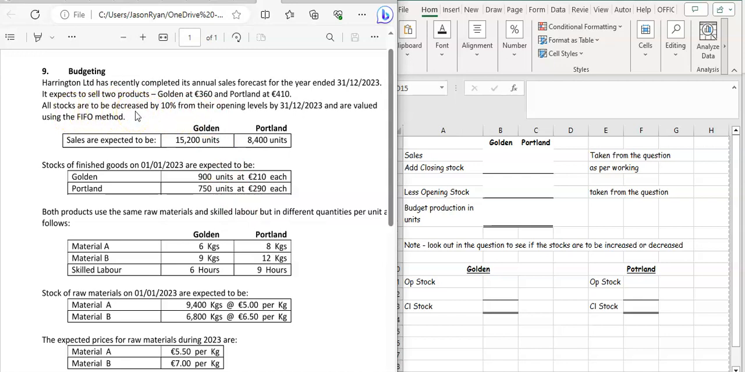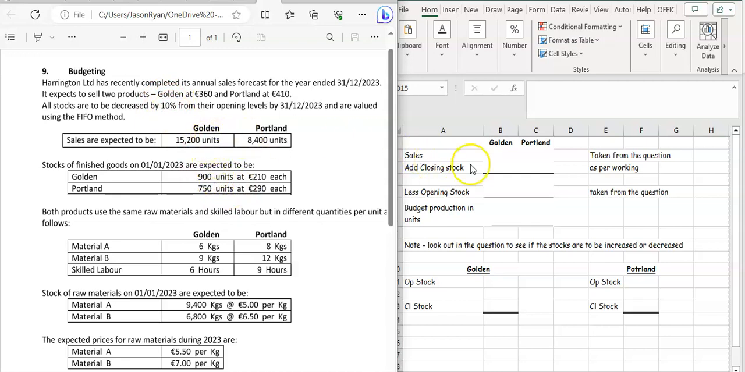So what we have to do is find how many units we have to produce for Golden. Then we have to find out what our closing stock is, to add that on. And then we're going to take away our opening stock, because if that's our opening stock at the start of the year, then it should be used throughout the year. So if it's 900 at the start of the year, it's going to be used during that year. So on the 31st of the 12th, our closing stock is going to be 10% less than this.